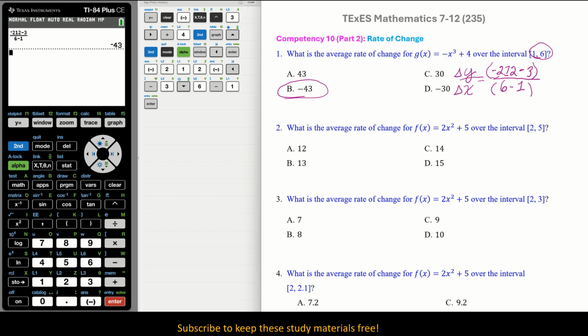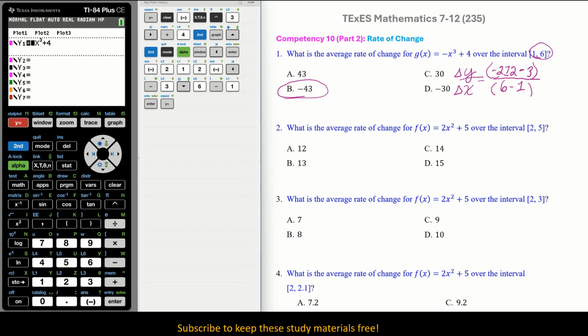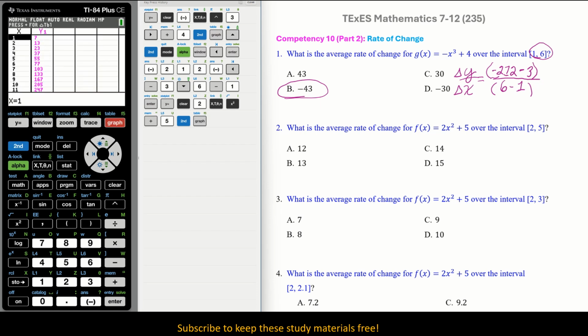Okay. All right, so what is the average rate of change for the function 2x squared plus 5 over the interval 2, 5? So it's the exact same process. So what I did is I put it in the calculator. So we can clear out what we have so we don't get messed up. Okay, 2x squared, just push your regular x squared, plus the 5. Okay, now second table. Okay, and we need this.